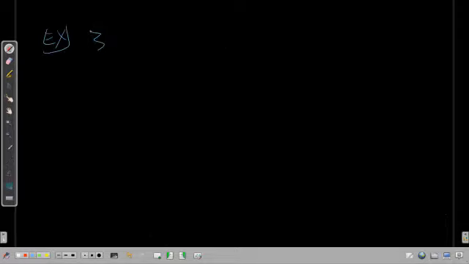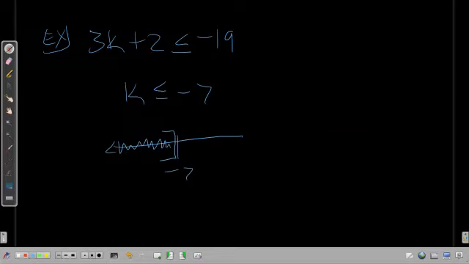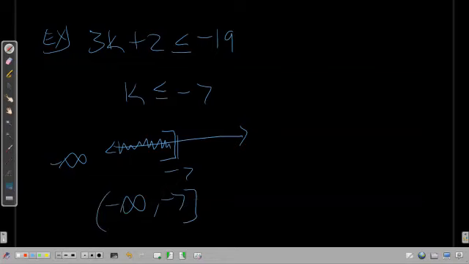In other words, if the problem was 3k plus 2 less than or equal to minus 19, then we would get that k is less than or equal to -7, and our picture would have a bracket. We'd be talking about these numbers, and the solution set would be from -infinity up to -7, but we would include the -7, but can't include the infinity.